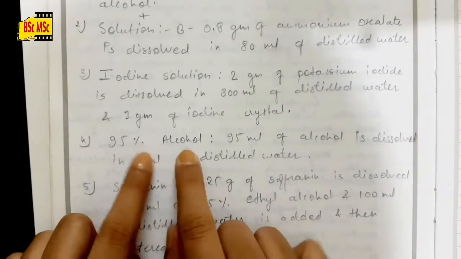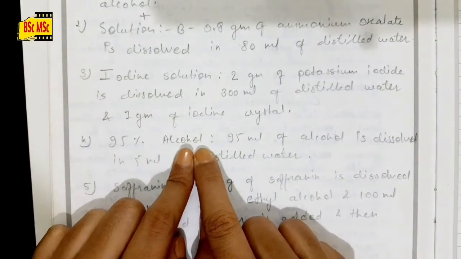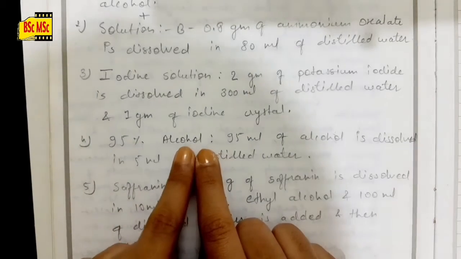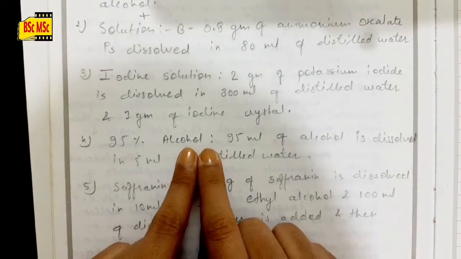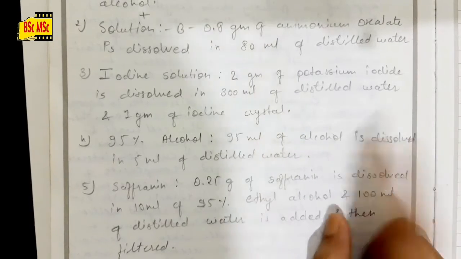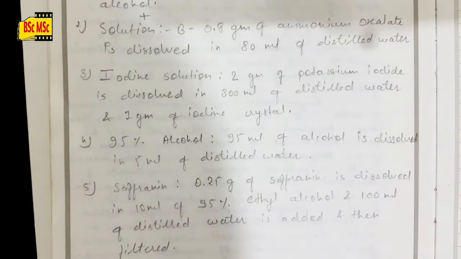Then 95% alcohol. How will you prepare 95% alcohol? Mostly you will get it directly at 95%, but if you don't have it, you need to take 95 ml of alcohol and dissolve it in 5 ml of distilled water. That's all. Your 95% alcohol is prepared.